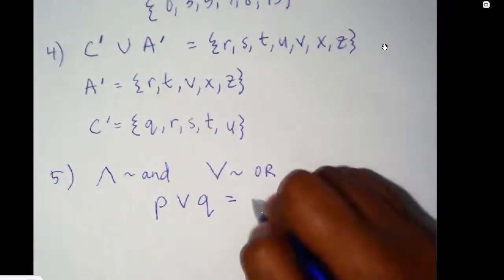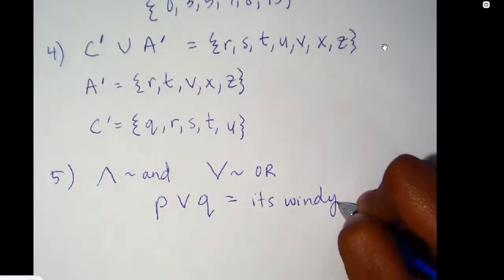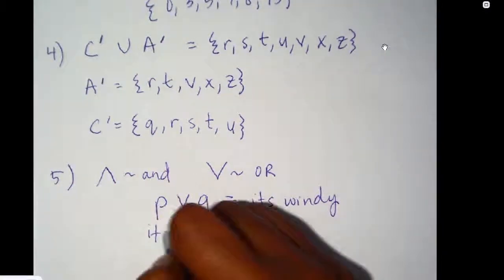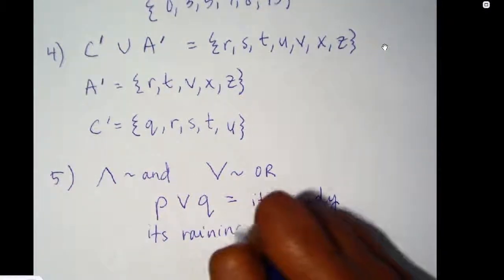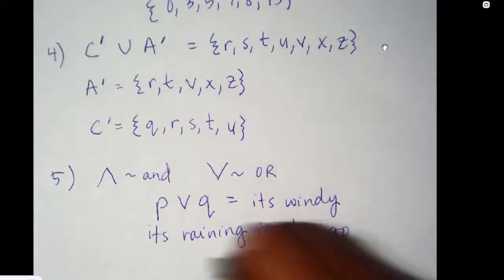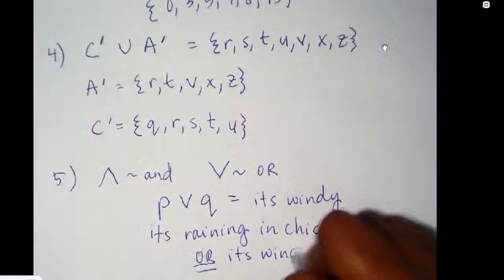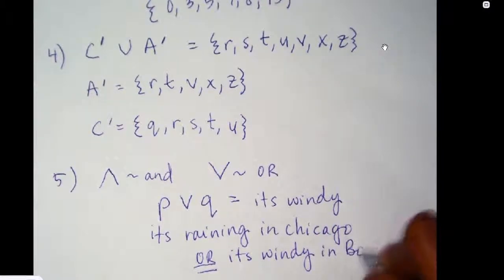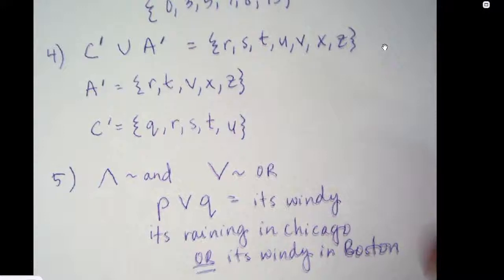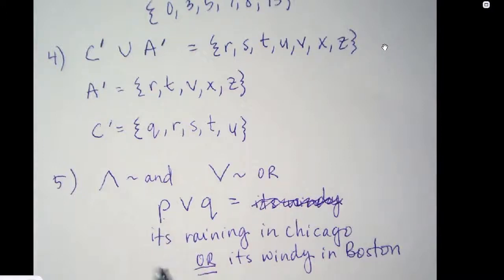So what we're going to say is, it's windy. Oh, I messed that up so bad. I'm sorry, guys. Let me start again. It's raining in Chicago, or it's windy in Boston. So you just put those two statements together. P is our first statement, so we say it's raining in Chicago or it's windy in Boston is the answer for number 5. Use the word or.